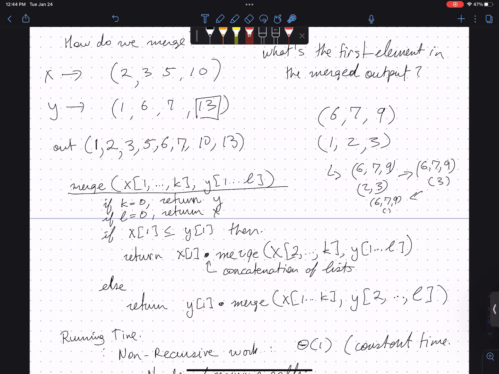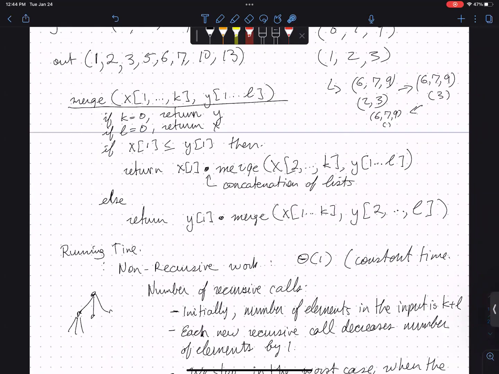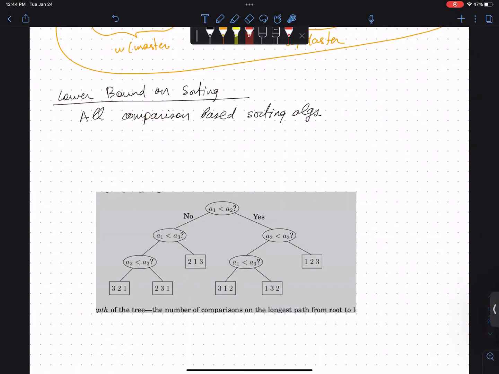Have you guys seen insertion sort? Yes, you've seen insertion sort. That's also a comparison-based algorithm because it compares elements. If one is bigger than another, do one thing; if something else is bigger, do another thing. So we're going to be limited to these types of algorithms. For these types of algorithms, we can show that you need at least n log n comparisons. Here's how we are going to prove it.